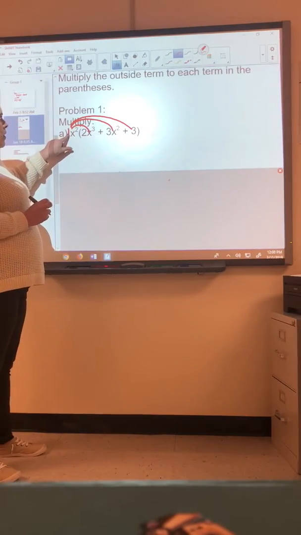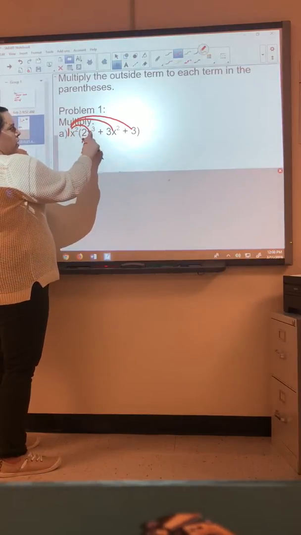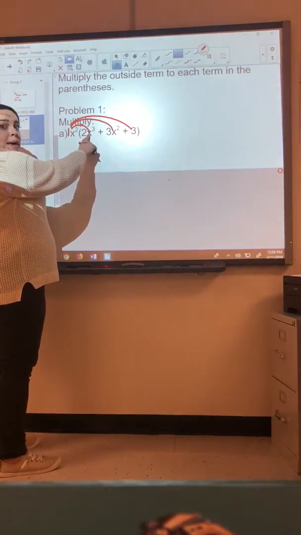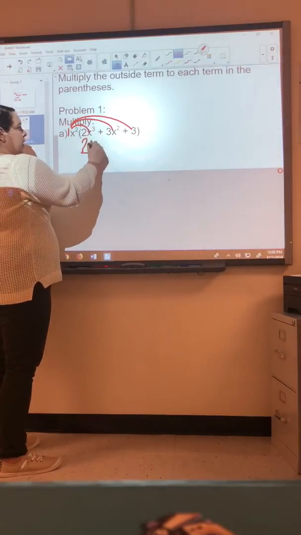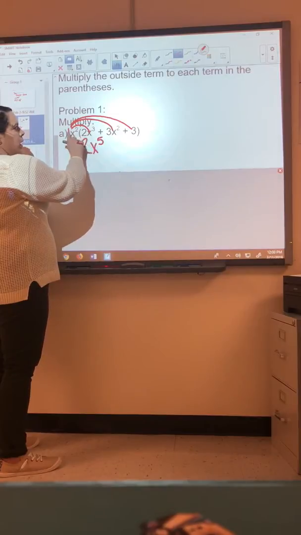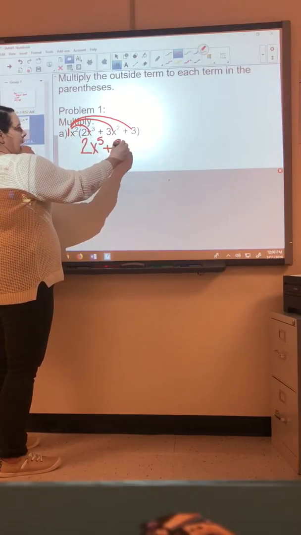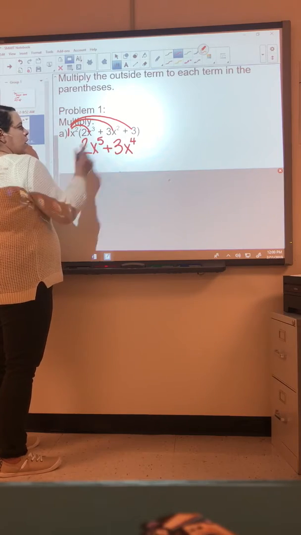So I do the operation on the number. So 1 times 2 is 2. X squared times x cubed. That's multiplying same base, so I add. 2 plus 3 is x to the 5th. 1x squared times 3x squared. 1 times 3 is 3. X squared times x squared. I add the exponents. 2 plus 2 is 4.